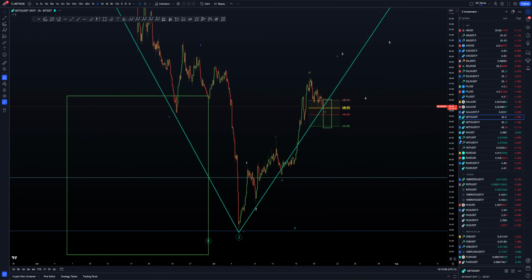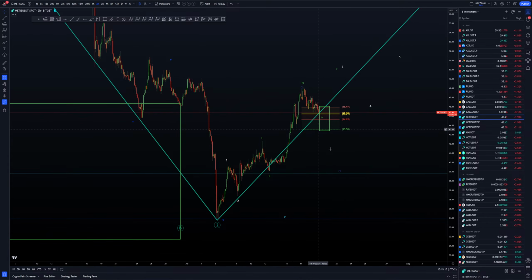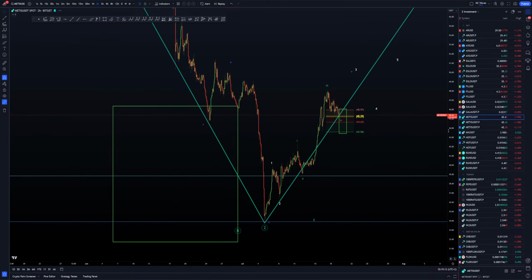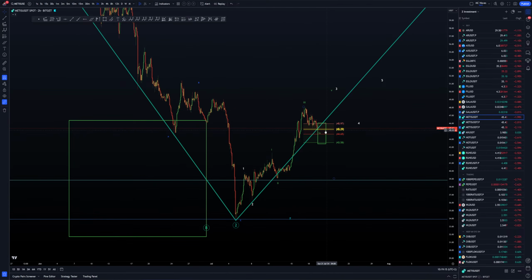METIS also, we have a nice possible wave 4. Again, I posted this yesterday on the Discord server, but we'll have this possible wave 4. Again, if Bitcoin is not bouncing, there is no reason to long this yet. Okay, we want to see Bitcoin being bullish.